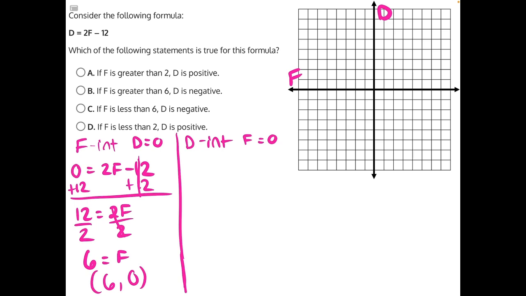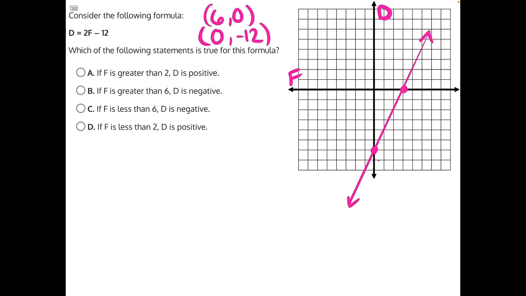Then for our d-intercept, we'll have d equals 2 times f, which is 0, minus 12. 2 times 0 will just give us 0, leaving us with d is equal to negative 12, or the coordinate point (0, -12). Now that we have our 2 points, I'm going to plot them on our coordinate plane, and I will be right back.